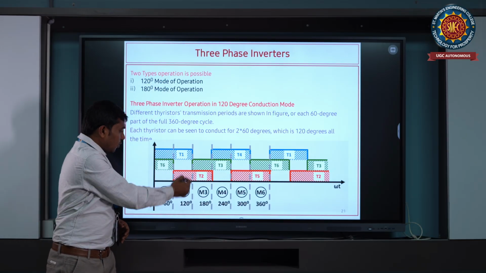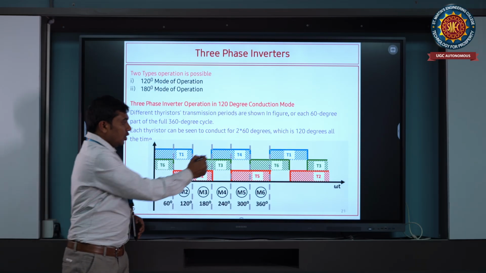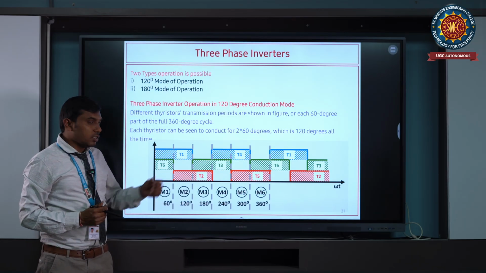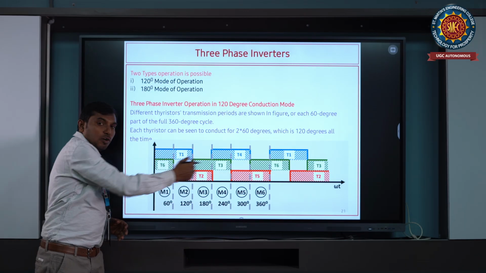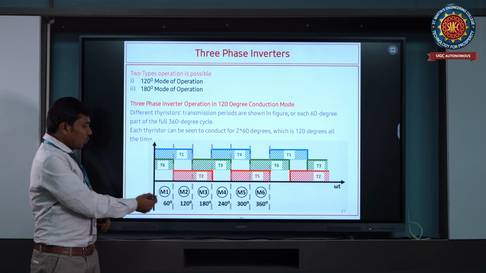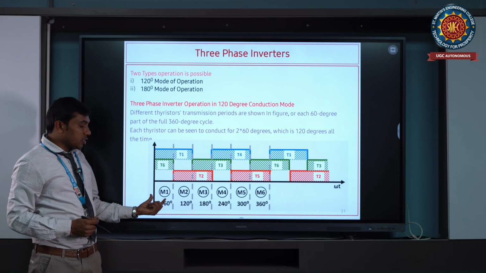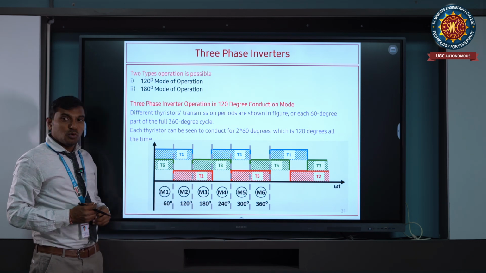If you turn on the switch for 120 degrees, it is nothing but the 120 degree mode of operation. Similarly, T4 is turned on for another 120 degrees, therefore it is a 120 degrees operation. So you can see that this is the method of operation. There are six modes of operation of an inverter: mode 1, mode 2, mode 3, mode 4, mode 5 and mode 6. Each mode has a conduction time of 60 degrees. That's why it is called the 120 degrees mode of conduction.